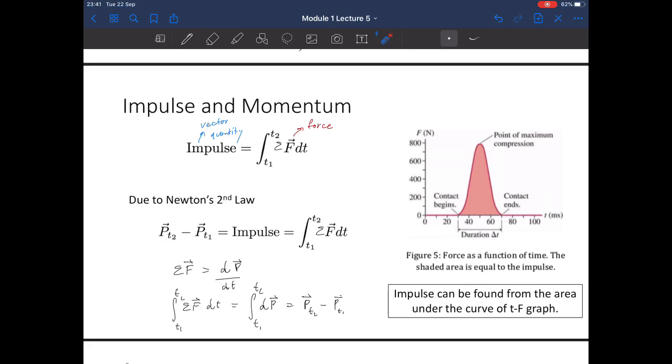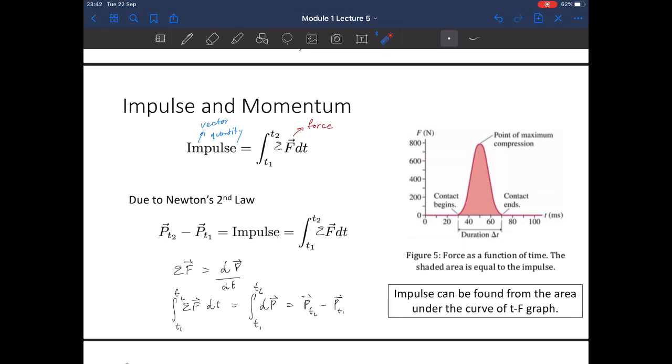Now, if you plot a graph between F and t, where F is the force and t is the time, because impulse is defined as the integral, then in terms of the graph, just like what we did before, the integration means the area under the curve. So if you plot the graph between F and t and you want to find the impulse, that is just equal to this area under the curve.